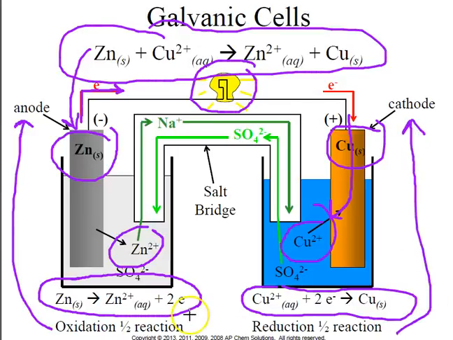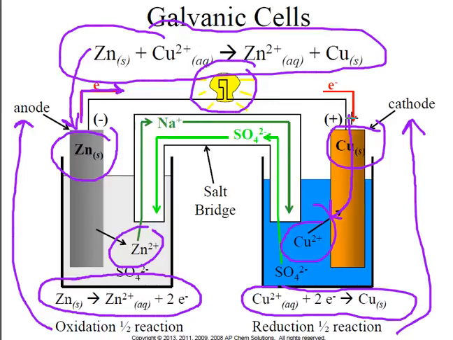So you can remember anode and oxidation, those start with vowels. And then RC, like RC Cola or RC car. Reduction happens at the cathode. The electrons always move from the anode to the cathode. So they always go anode to cathode. Alphabetical order, those electrons move.